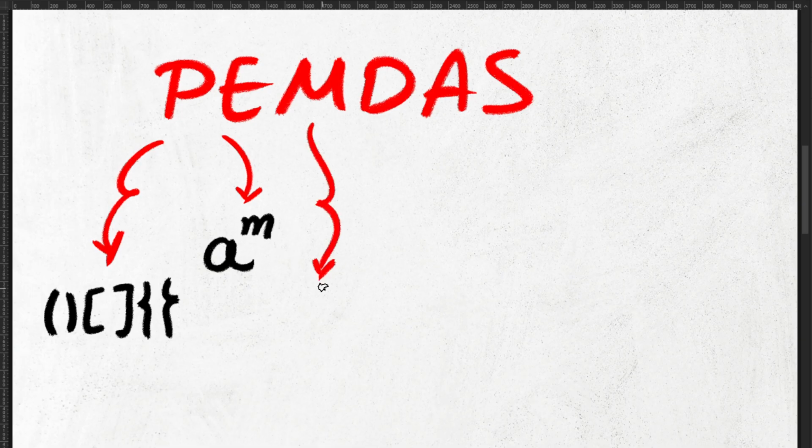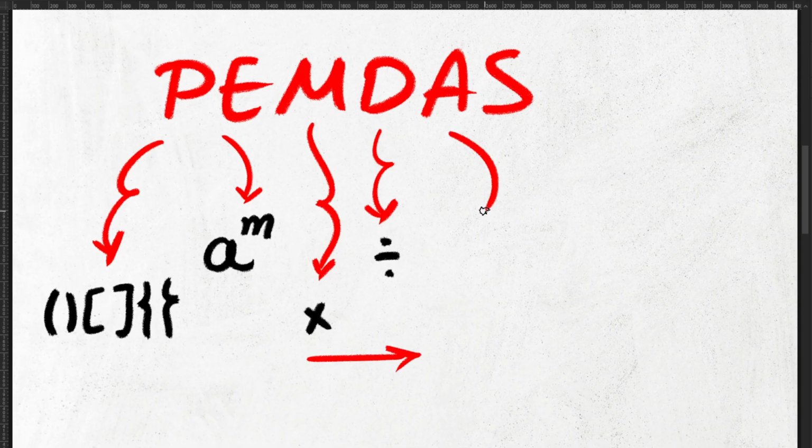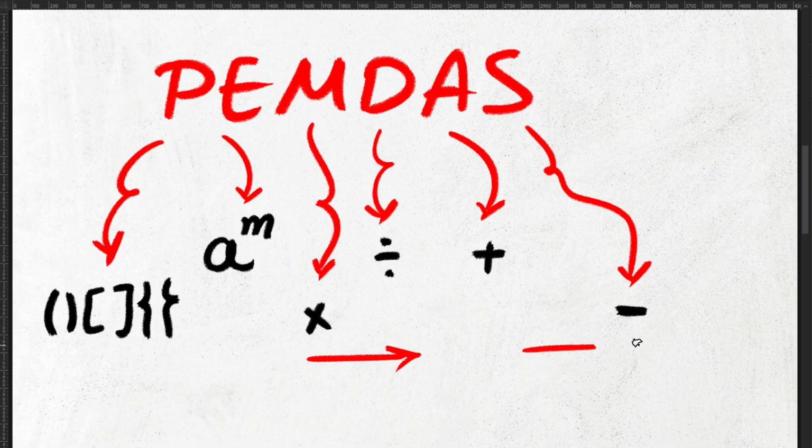After that comes M and D. That means multiplication and division. These two have the same priority, so if both appear, you simply work from left to right. Finally comes A and S. That means addition and subtraction. Just like multiplication and division, these also have the same priority, so you solve them from left to right.